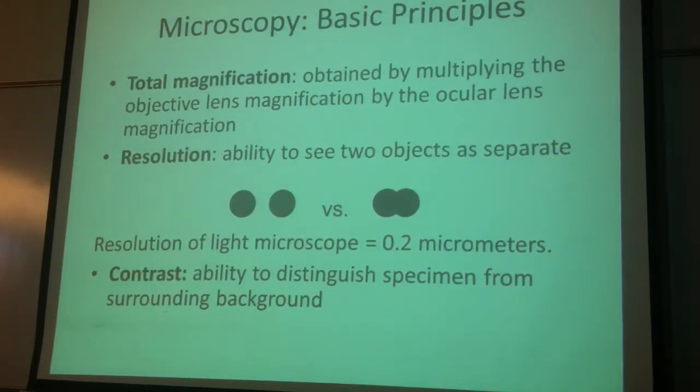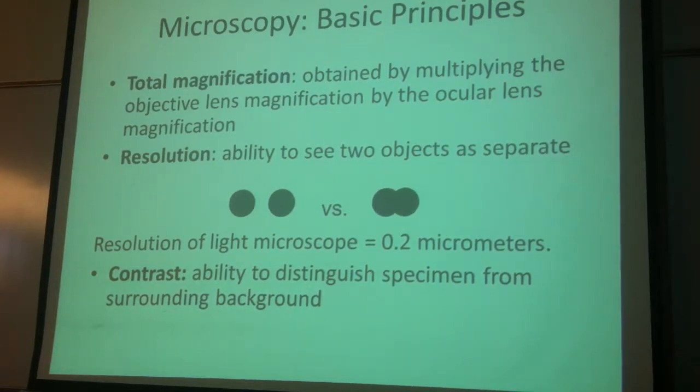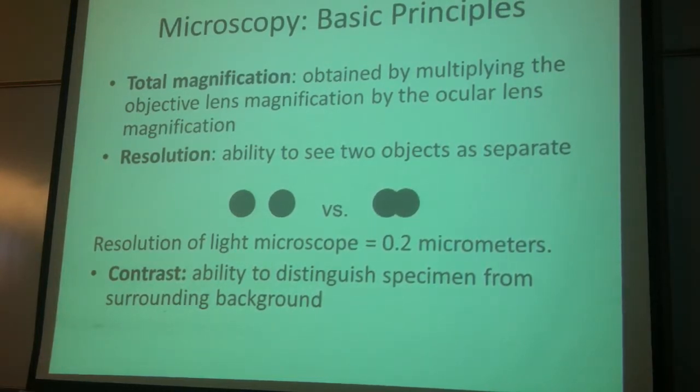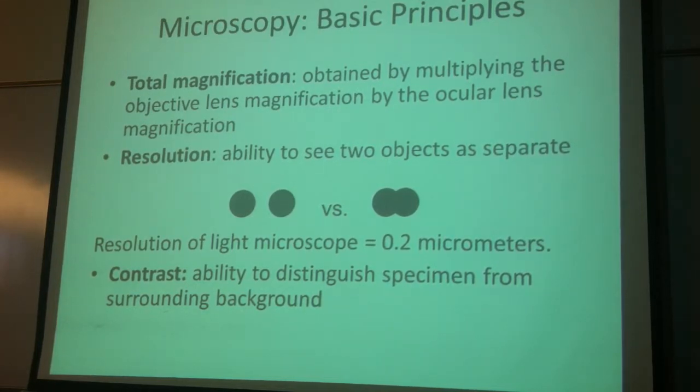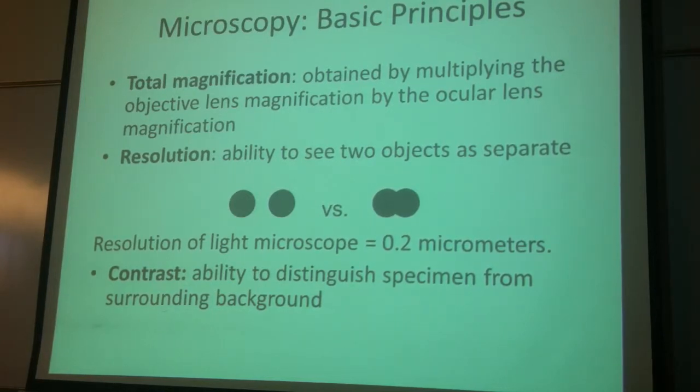Okay, microscopes. We're going to talk about microscopes today. Basic principles: total magnification is obtained by multiplying the objective lens by the ocular lens. Which one's which? Ocular is by your eye, and that's 10. The objective is the one we can rotate. Then resolution: resolution is the ability to see two objects as separate.